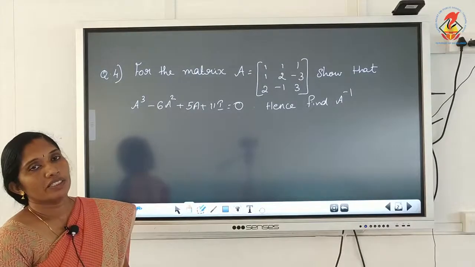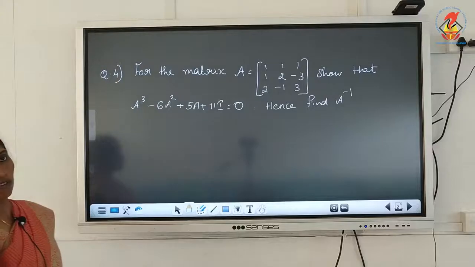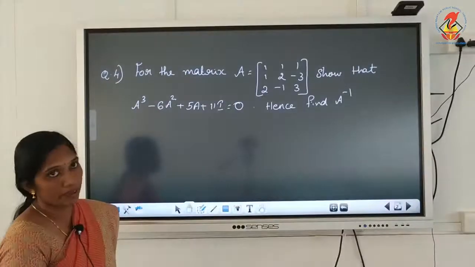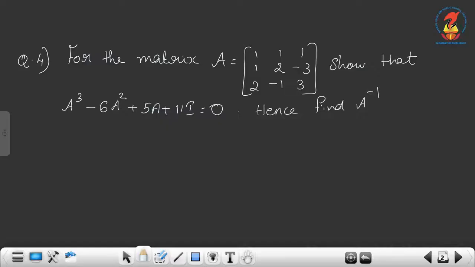We can continue, children. The next problem is for the 3 by 3 matrix A = [1, 1, 1; 1, 2, -3; 2, -1, 3]. Show that A cube minus 6A square plus 5A plus 11I is equal to 0. Hence, find A inverse. So, using this equation, you have to find A inverse. First you have to prove this is equal to a 0 matrix.